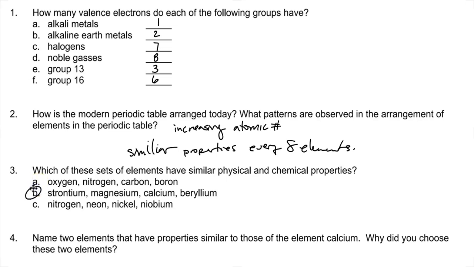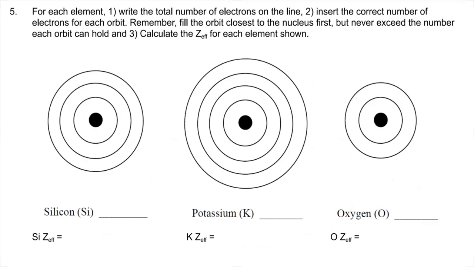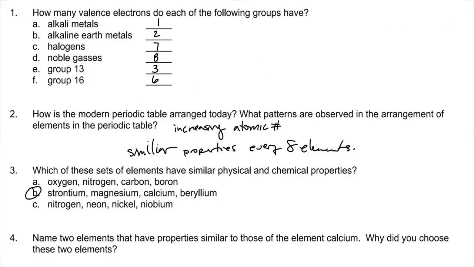Name 2 elements that have properties similar to that of calcium, and why did you choose these elements? So we've got to look at calcium. Calcium's right here, so it's any of the other elements that are alkaline earth metals. So any of the following will count. We'll say it could be beryllium, could be magnesium, could be strontium, could be barium, could be radium. Why? They're all members of the same family. They all have 2 valence electrons.